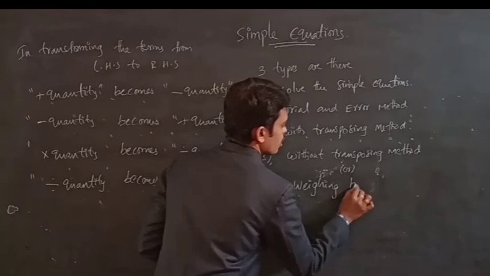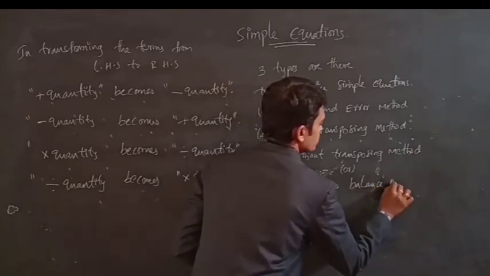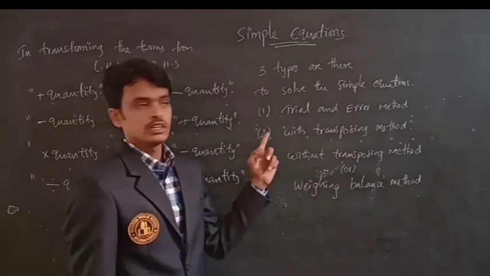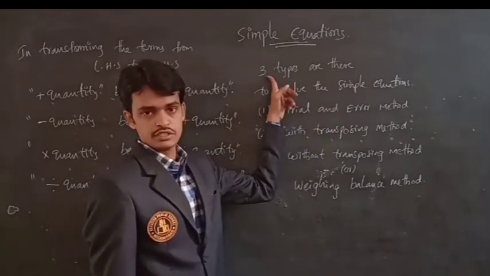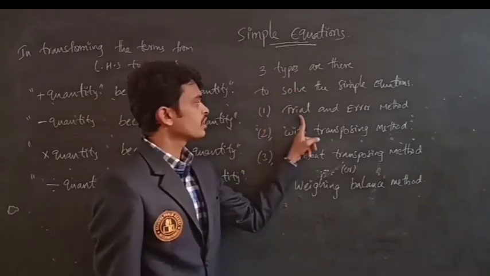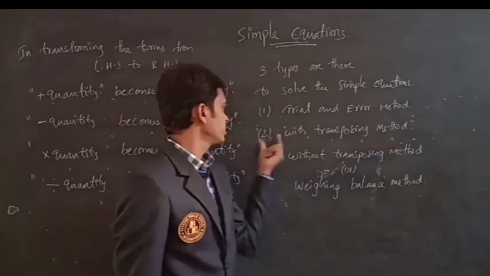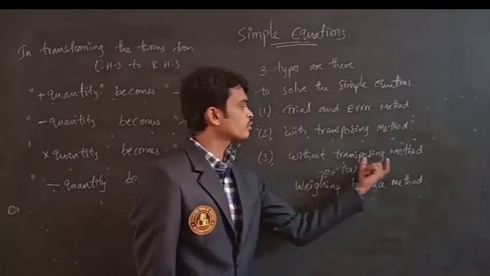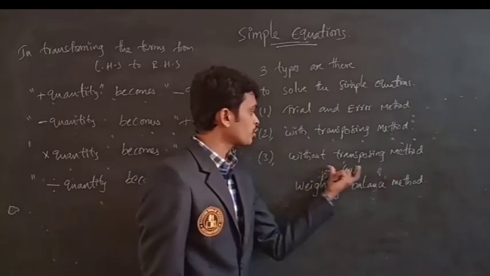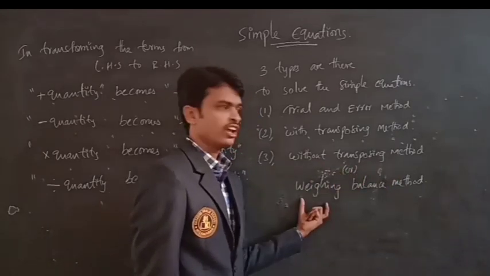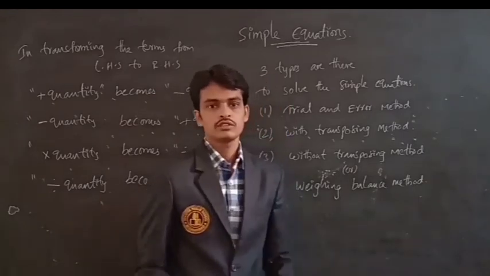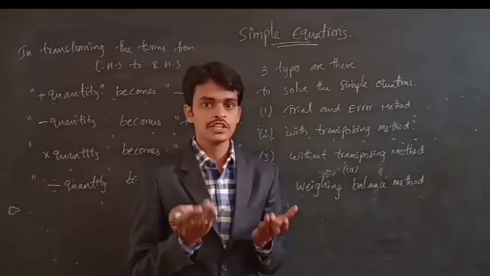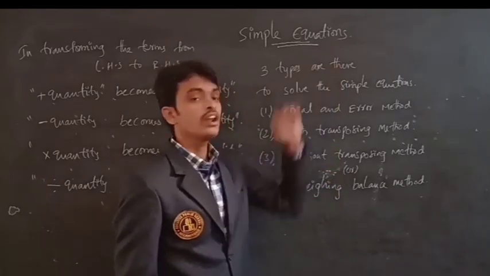Without transposing method, or weighing balance method. So to solve simple equations, we have three different methods. First is the trial and error method. Second is with transposing method. Third is without transposing method, also called the weighing balance method. So we have to balance the equation. By balancing the equation, we have to solve this simple equation.